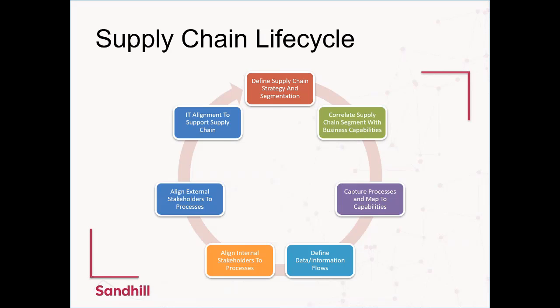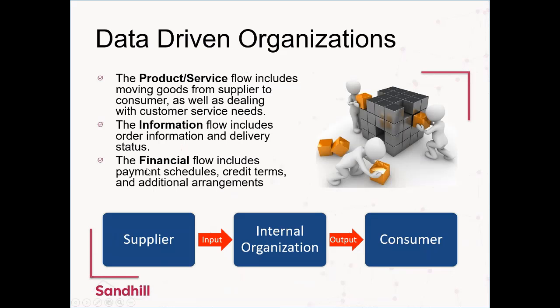And then last but not least is really the IT alignment to support the supply chain. Do we have the IT systems in place to enable us to actually deliver to the needs of the organization? And if not, we need to understand what needs to happen in order to deliver that. So we were talking about the data flows, and I've mentioned this quite a few times.